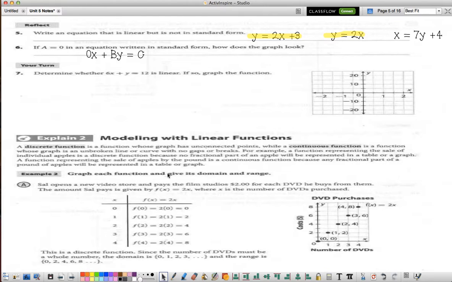Makes sense. Continuous means that it goes on together, it connects. Discrete means that they don't connect. All right, so in this case, you have the DVD purchases, where you have a number of DVDs that are purchased and then a cost.